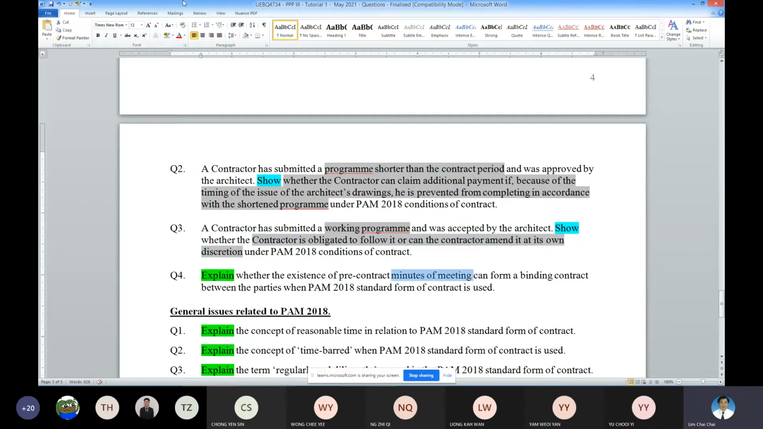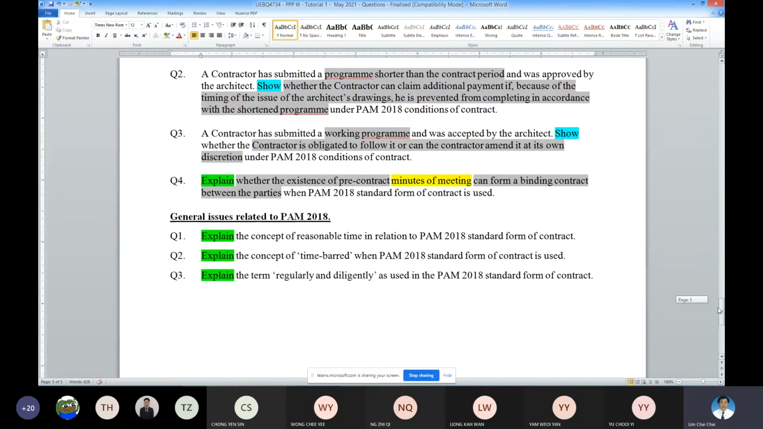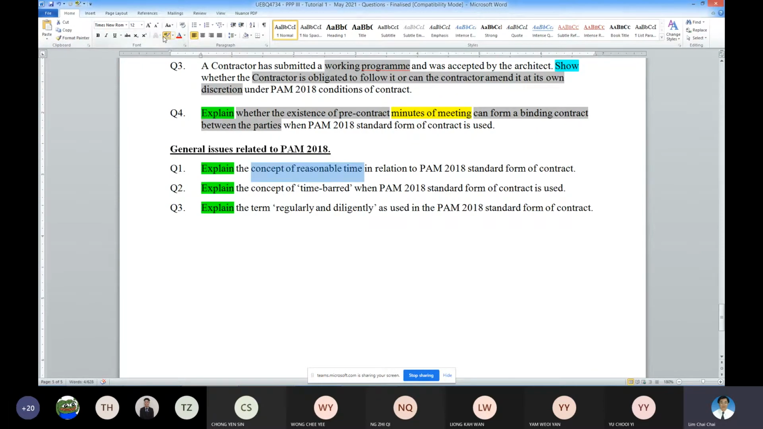Okay. So question number 4 is related to minutes of meeting. So the issue is whether the existence of the pre-contract minutes of meeting can form a binding contract between the parties. That is the issue. So the other issue is related to the concept of reasonable time. And then the concept of time bar. What does it mean? And then this one, the concept on the term regularly and diligently. So now we have analyzed the questions already.